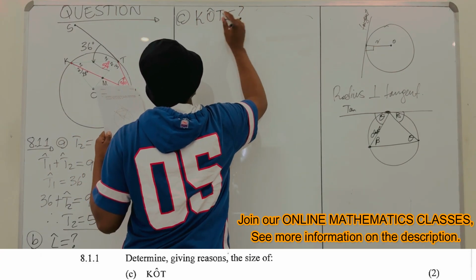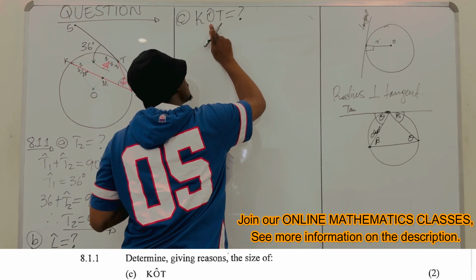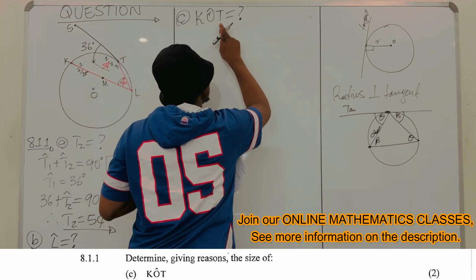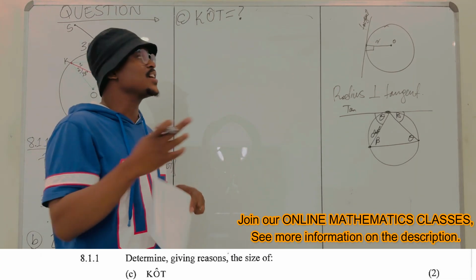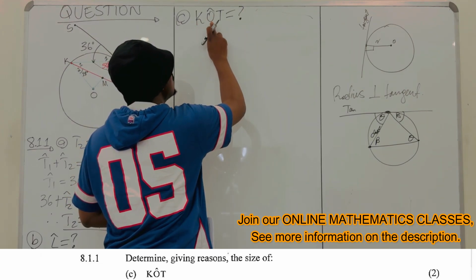So they want us to find angle O. Where is this angle O that you're looking for? It is between KO and OT. That's how to look at this angle, and that's how to read those things. We're looking for angle O formed by KO and OT.